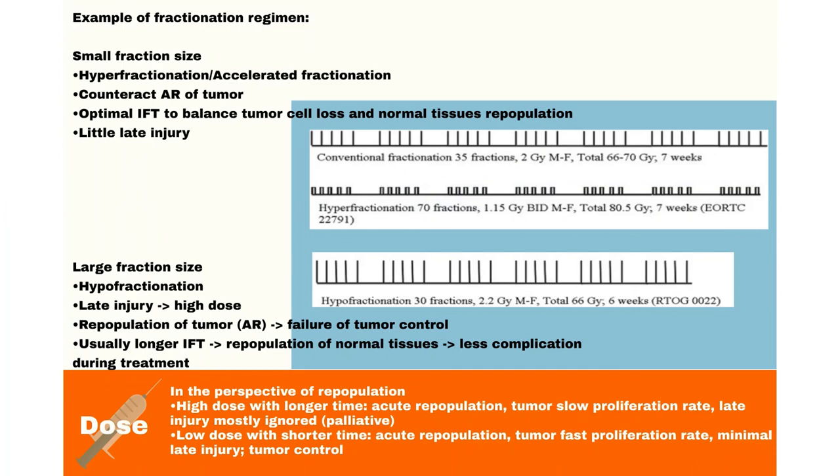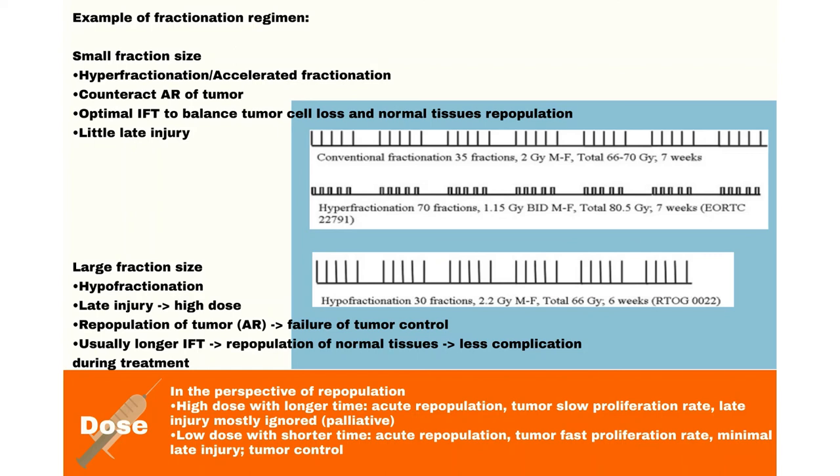Here are some examples of fractionation regimens. Small fraction size is used in hyperfractionation and accelerated fractionation. This regimen is used to counteract the accelerated repopulation of tumor, so optimal overall treatment time is used. You balance the tumor cell loss as well as normal tissue repopulation. So you don't allow it to go too long to allow the tumor to repopulate, but also not too short so that you allow the normal cells to repair. Usually there's little to no late injuries because the regimen is completed before any late injury can be seen.